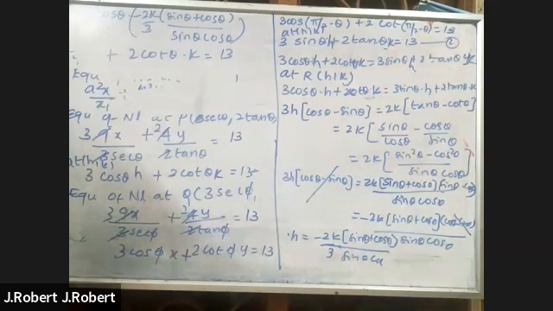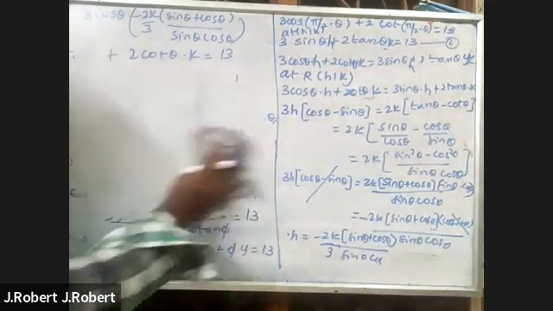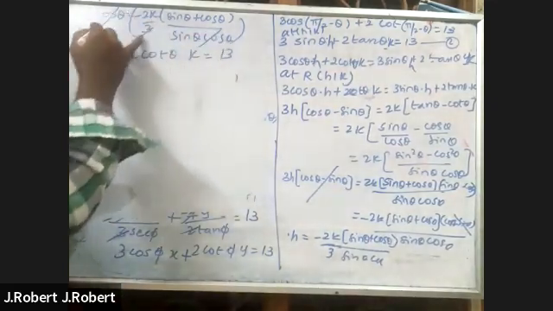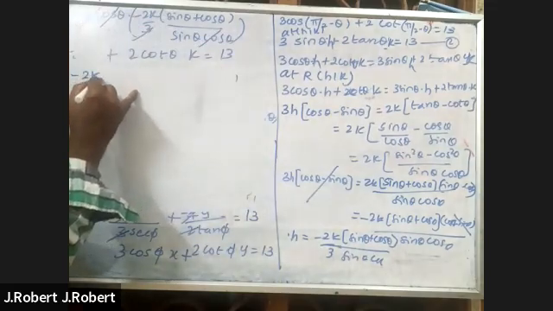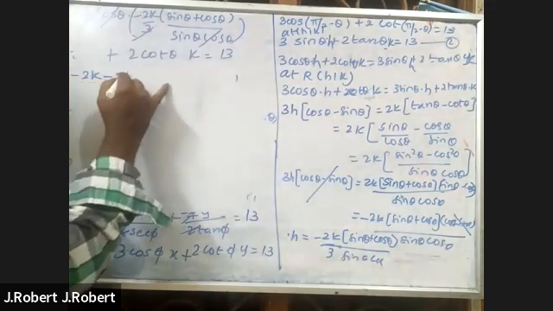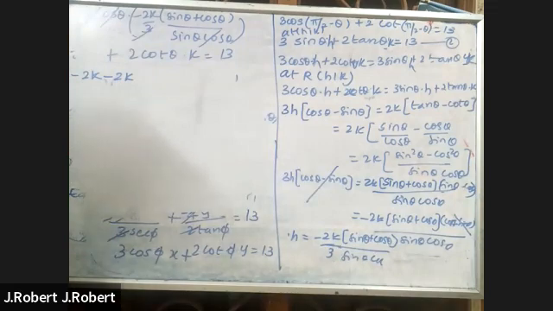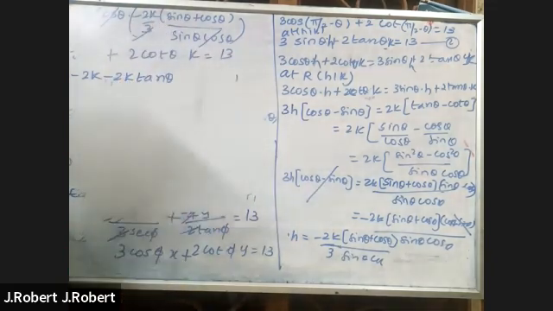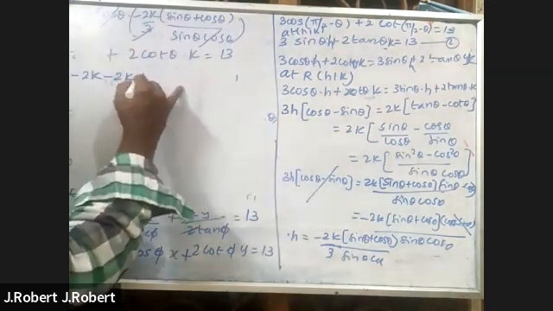The 3 cancels. Cos theta cancels, so we have minus 2k into sin theta by sin theta, which is equal to 1. Sorry, cos theta by sin theta, which is equal to tan theta. Now minus 2k tan theta plus 2 cot theta into k. Minus 2k, sorry, cos theta by sin theta, cot theta.